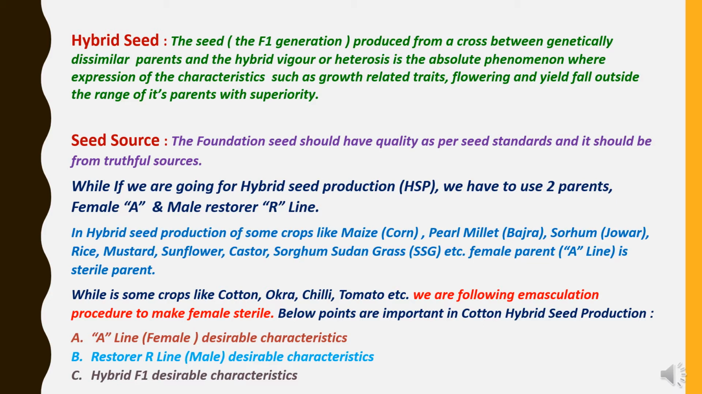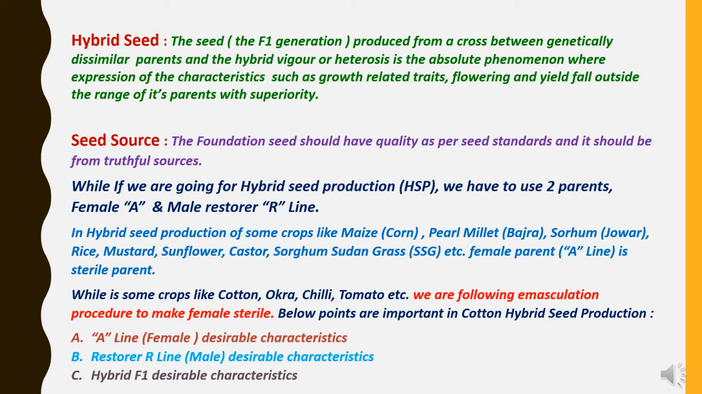In hybrid seed production of some crops like maize, pearl millet, sorghum, rice, mustard, sunflower, castor and sorghum Sudan grass, the female parent A line is a sterile parent. While in the case of cotton, okra, chili and tomato, we follow an emasculation procedure to make the female sterile, because the female parent has a bisexual flower which contains both male and female organs. So we have to go for the emasculation process.